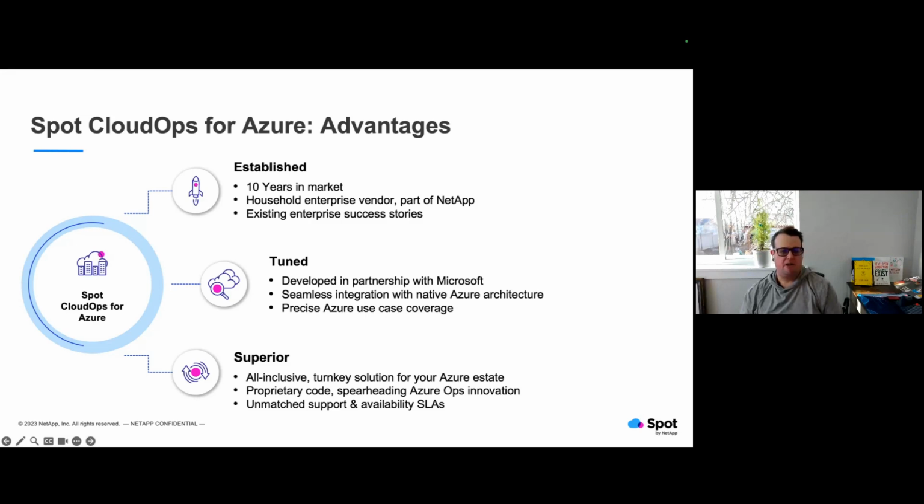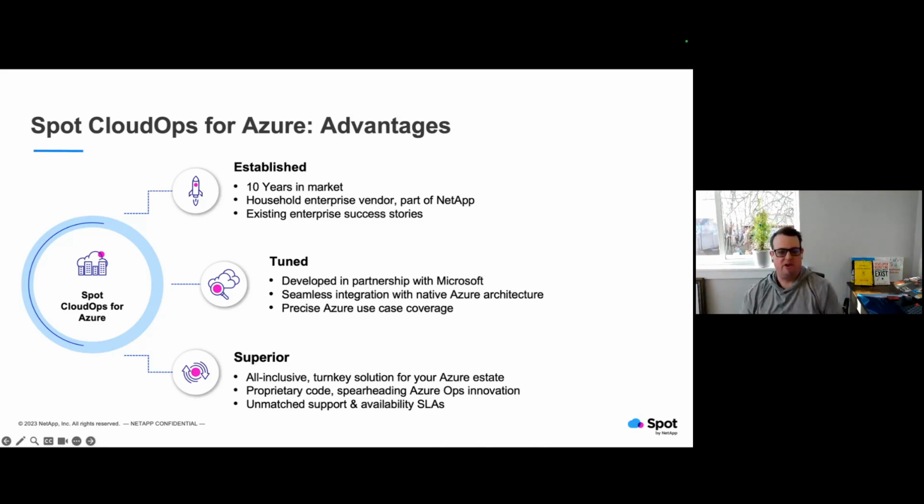Azure, or the Spot platform for Azure, is developed in partnership and purpose-built with Microsoft, which gives us seamless integration into the native Azure architecture and gives us deep insights and precise use cases specifically for Azure. We're all-inclusive and we're turnkey. And when we say turnkey, we mean it takes us about 30 minutes to be able to start analyzing your data, ensuring that you're working within that well-architected framework.